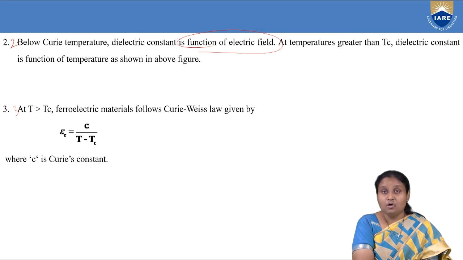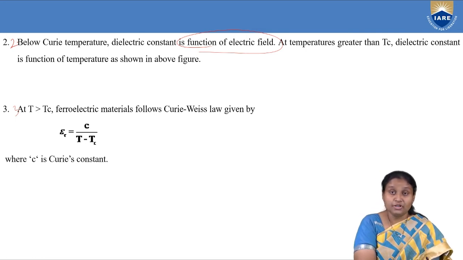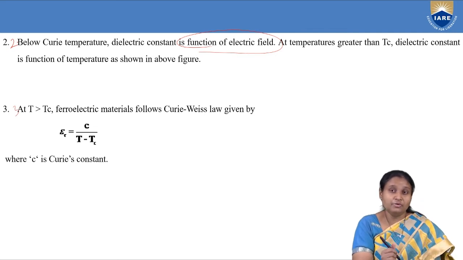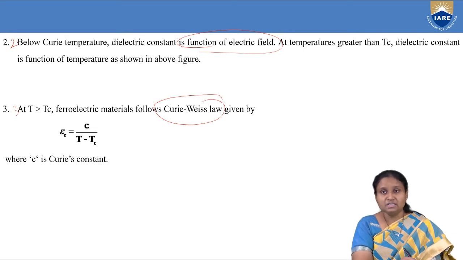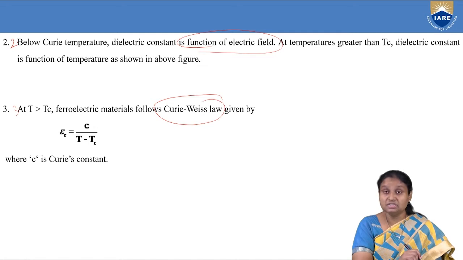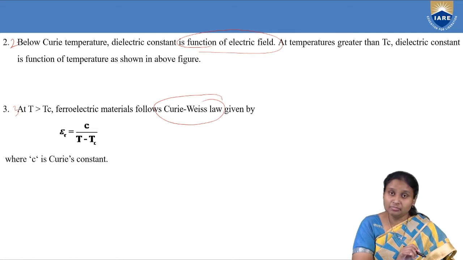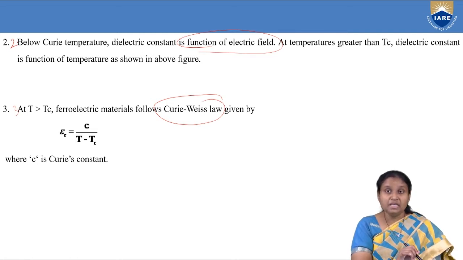Then coming to the third important feature of a ferroelectric material. Suppose I go to temperatures greater than Tc. The dependence of ferroelectric materials on temperature is not simple but complicated, and it is given by one particular law called the Curie-Weiss law, after the names of two scientists, Curie and Weiss, who took up this concept of a ferroelectric material and its dielectric constant with temperature. So if I take a ferroelectric material and heat it at temperatures greater than Tc, then the dependence of the dielectric constant of that material on temperature is given by the Curie-Weiss law.